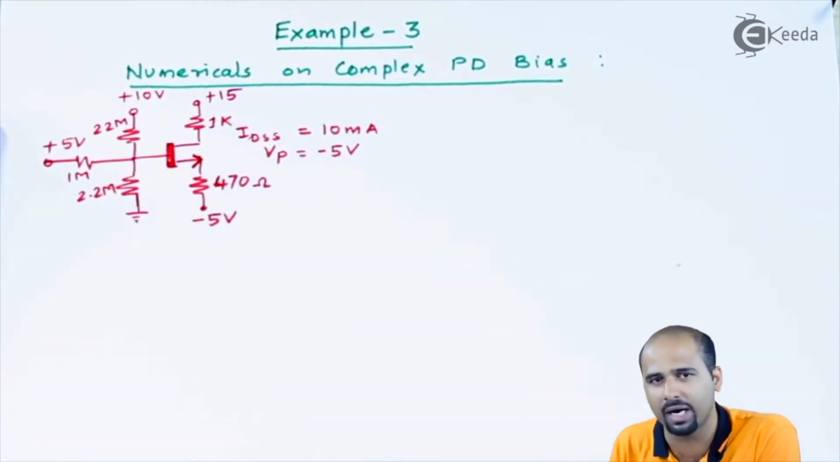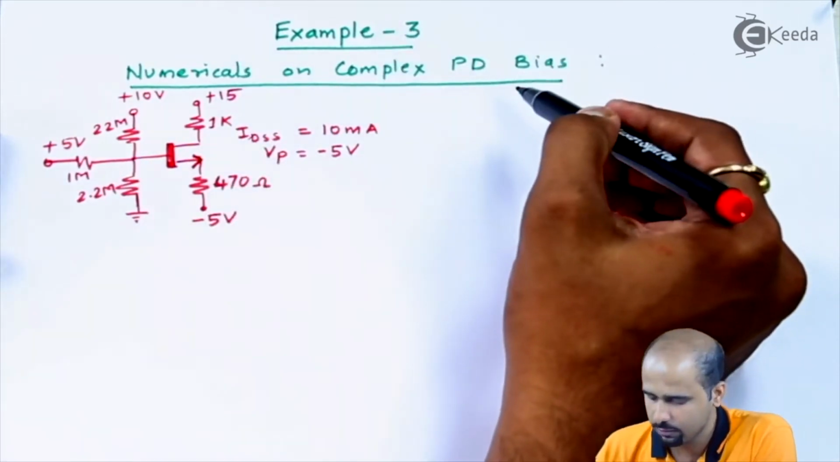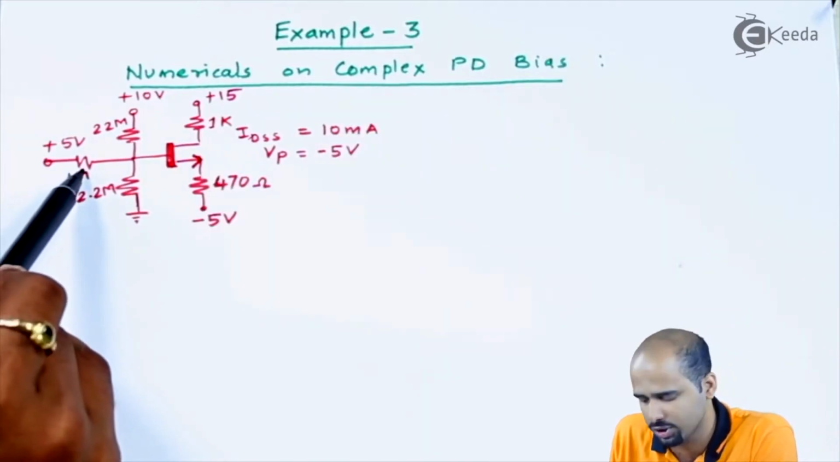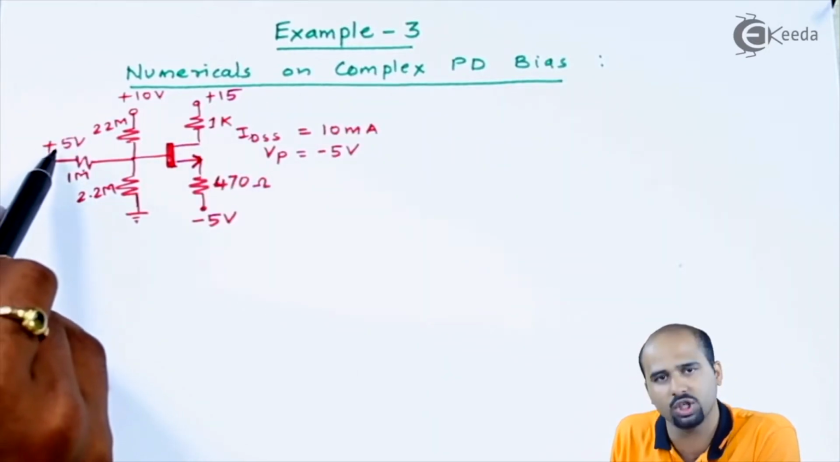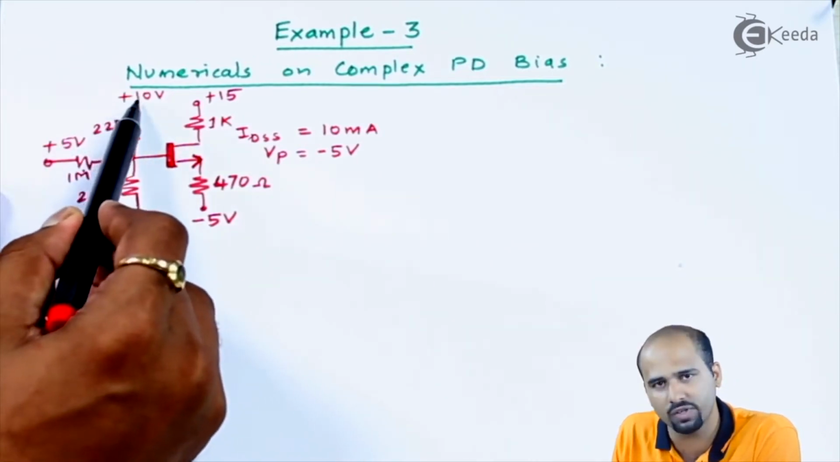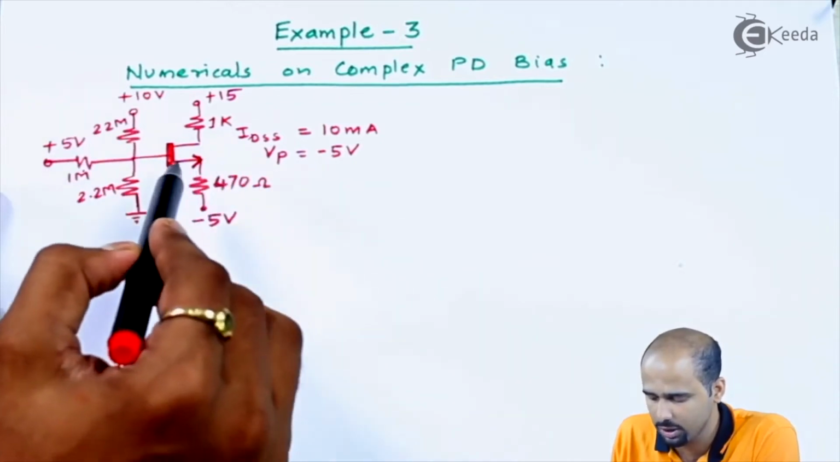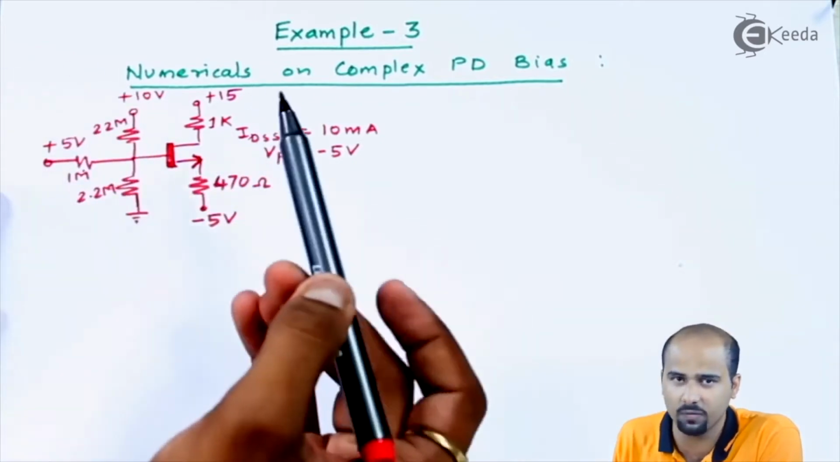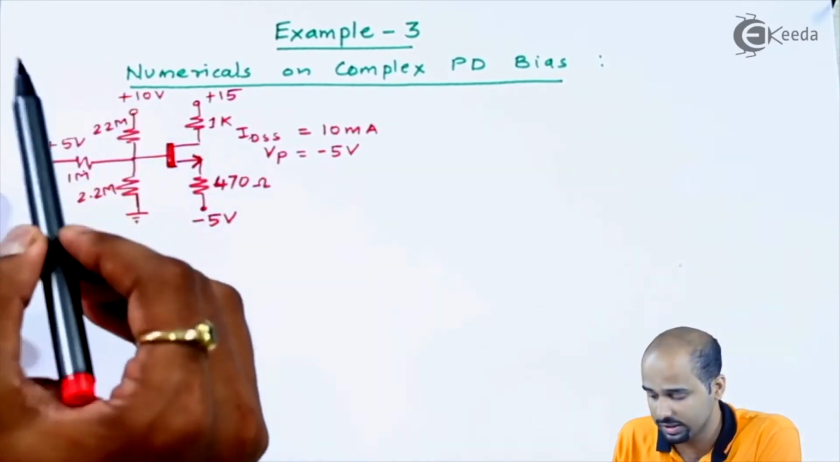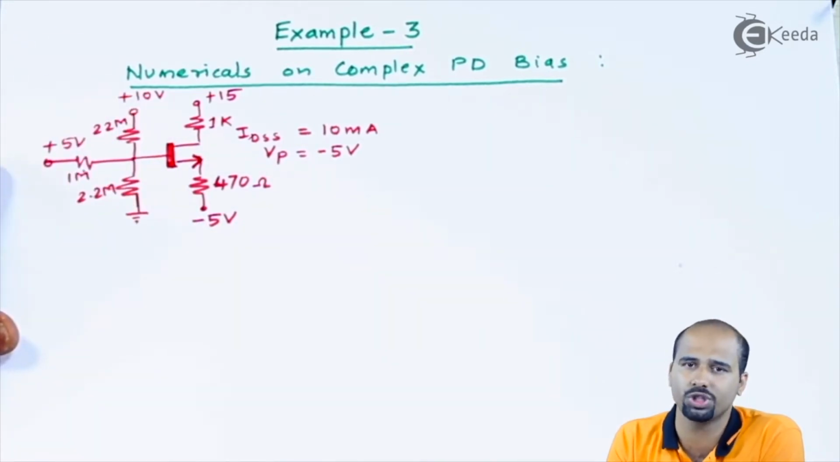Coming to the circuit, it is a voltage divider bias network only, but this particular resistance is coming into the picture with a DC voltage of 5 volt, and this resistance R1 has a DC voltage of 10 volt. So if I am taking the value of VTH, there is confusion whether we have to take 5 volt or 10 volt. Here we have to apply the superposition theorem.